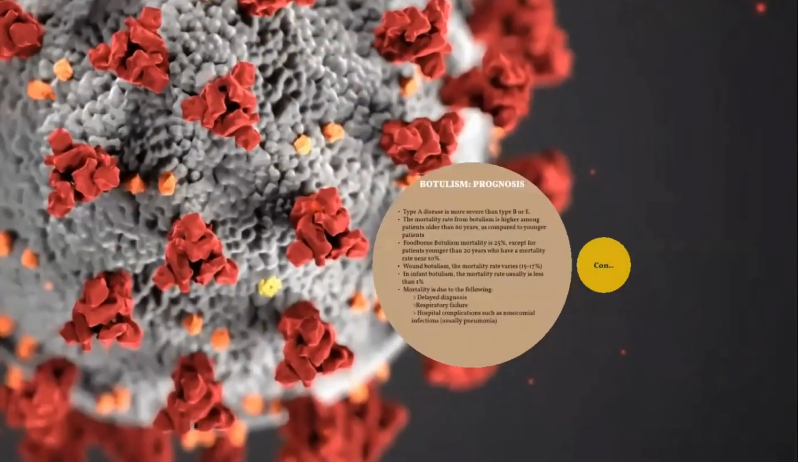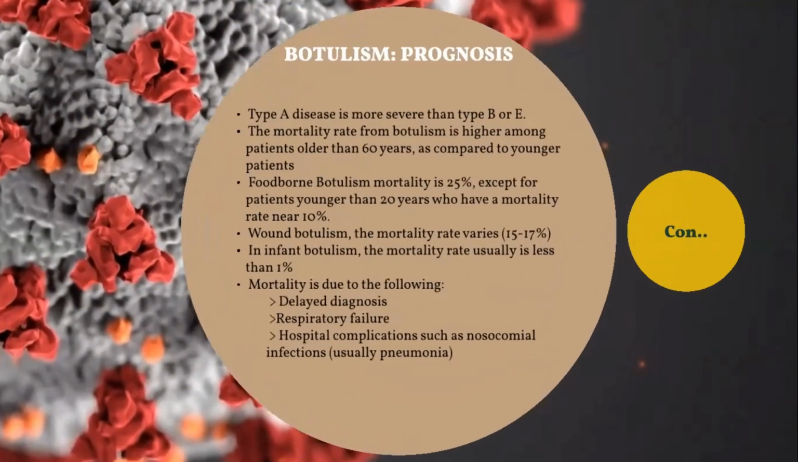So the prognosis of botulism is that type A disease is more severe than type B or E. The mortality rate from botulism is higher among patients older than 60 years as compared to younger patients. For foodborne botulism, mortality is 25% except for patients younger than 20 years who have a mortality rate near 10%. Wound botulism mortality rate varies from 15 to 17%. In infant botulism, the mortality rate is usually less than 1%.